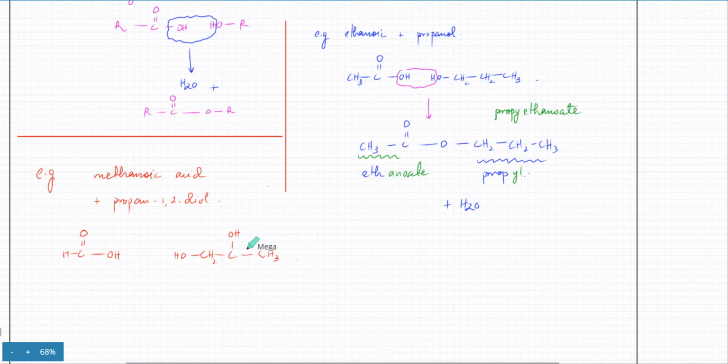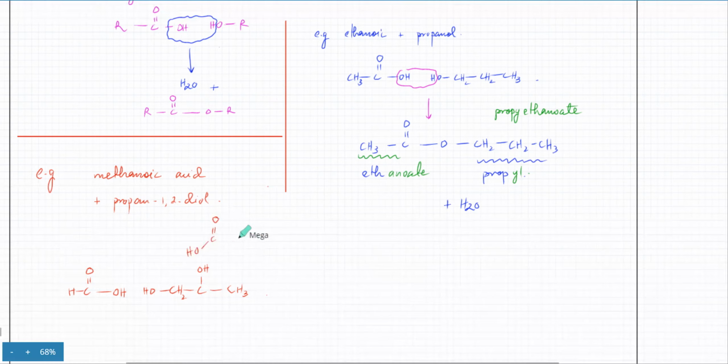How would they react? Two methanoic acid molecules would be needed because there are two OH groups in propan-1,2-diol. So there's going to be another methanoic acid molecule. It's not CH3 because it's only one carbon atom. So there's going to be HC double bond O and OH.